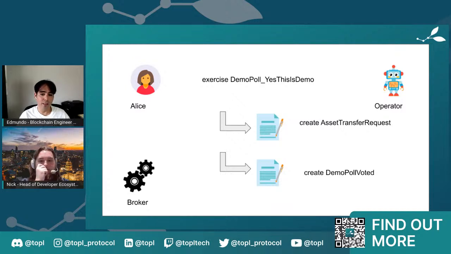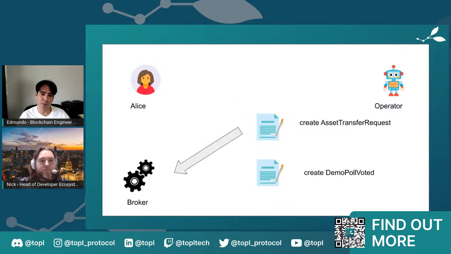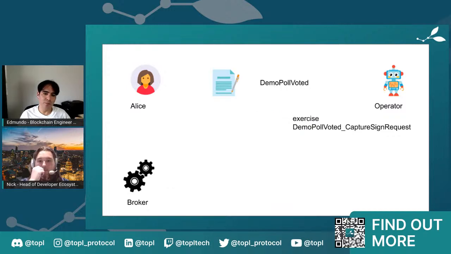And we also create a demo poll voted contract that, once again, is meant for the operator to intercept. So this asset transfer request will be once again seen by the broker and processed. Basically the processing here is it will just create a transaction for us and then give us an unsigned asset transfer request. And with this, this is an unsigned transaction.